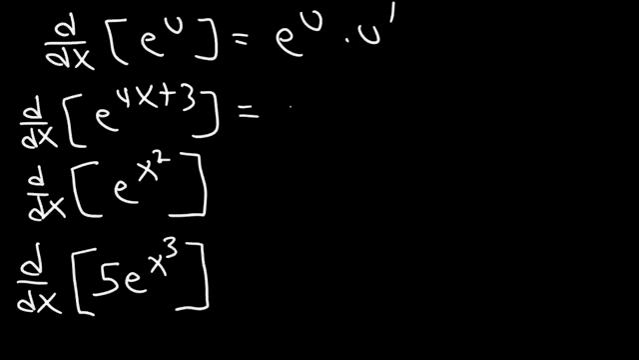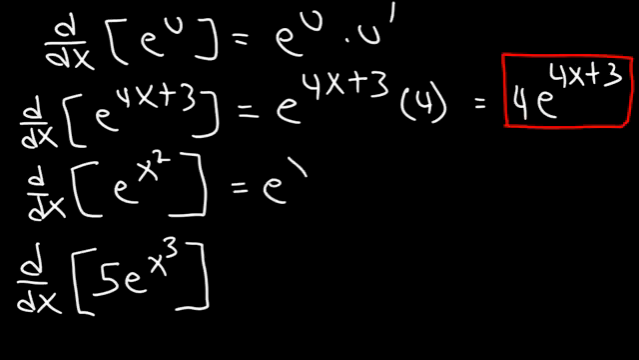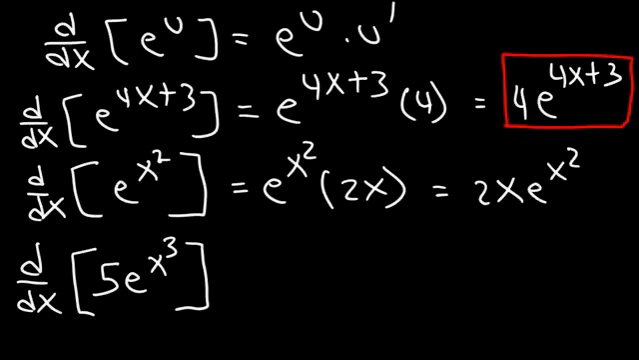For the first one, it's going to be the same thing, e to the 4x plus 3, times the derivative of 4x plus 3, which is just 4. So it's 4e to the 4x plus 3. Now for the second one, it's e to the x squared times the derivative of x squared, which is 2x. And so it's 2x e to the x squared.